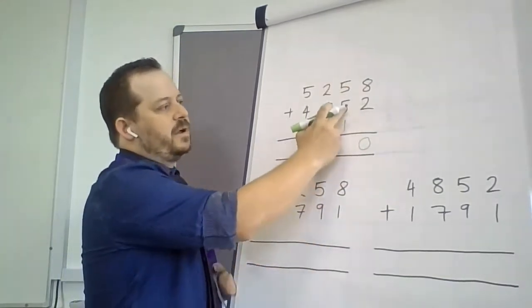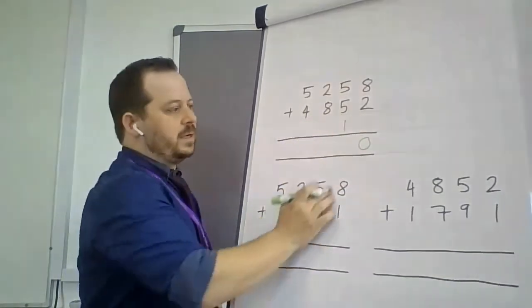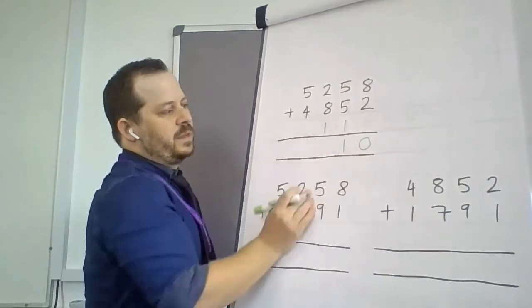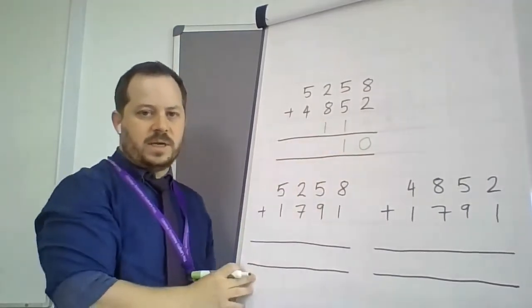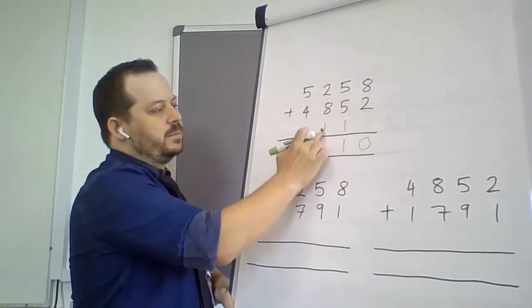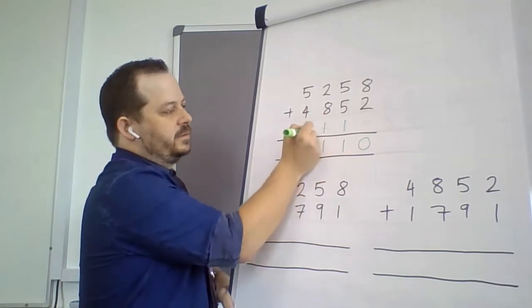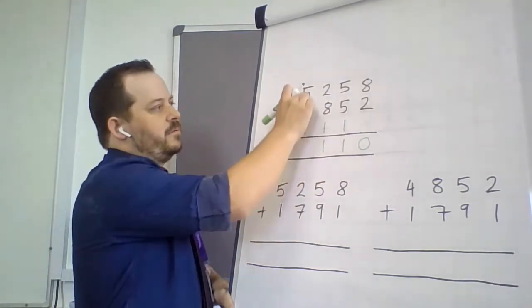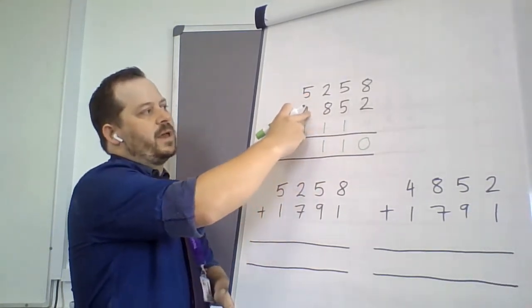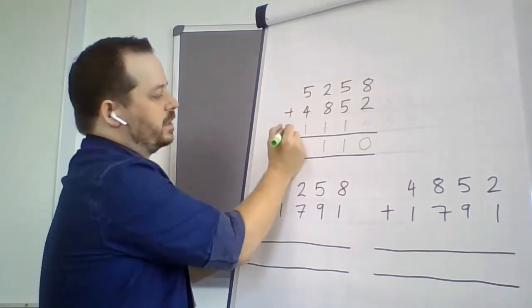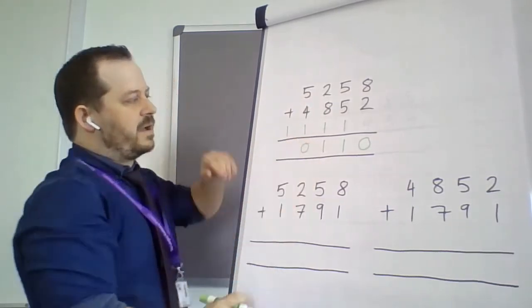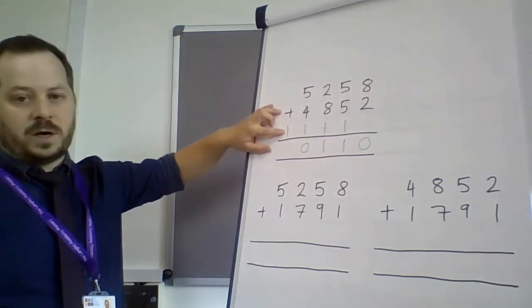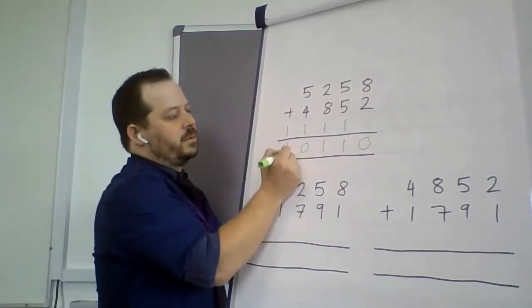Then we have 5 and 5 is 10 plus 1 is 11. Again, carried over the 1 into the next column. 2 and 8 is 10 plus 1 is 11. Again, carried over. 4 and 5 is 9 plus 1 is 10. Then we have nothing else in this column but this 1. So that makes that 1.